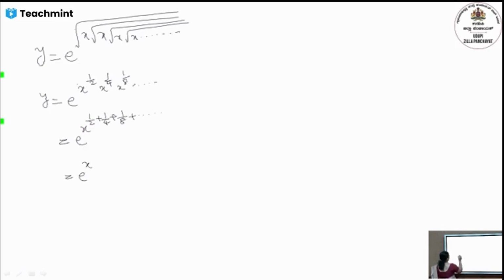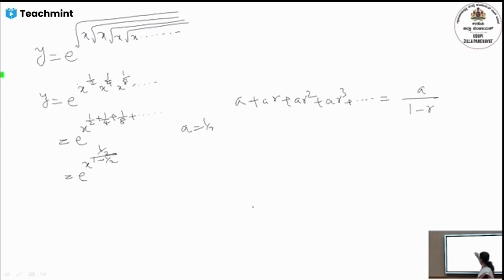Can you see that this is a geometric progression, with a, ar, ar square, ar cube, etc.? What is the sum? It is a by 1 minus r. Now in this case, a is half, r is also half. So what I have is e to the power x to the power half by 1 minus half. 1 minus half is half, and half and half get cancelled. What remains is y is equal to e power x.